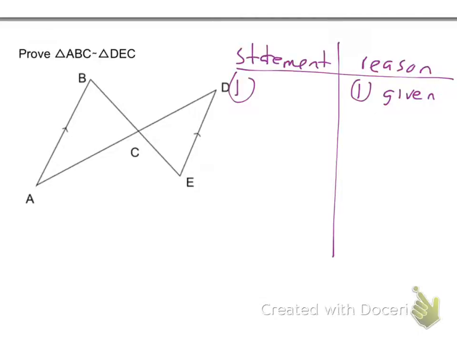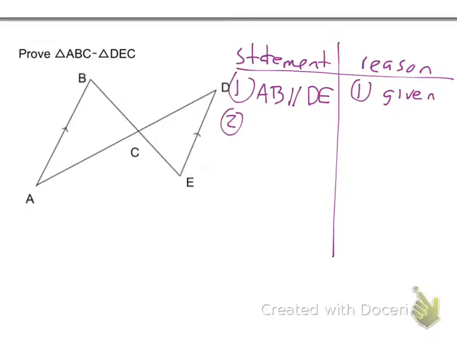So, everybody should have statement number 1. What's given to us? AB parallel to DE, or ED, it doesn't matter. Given. It's already marked on the drawing. Yeah, they're little arrows. I don't know, they didn't come through very well, but they're little arrows.